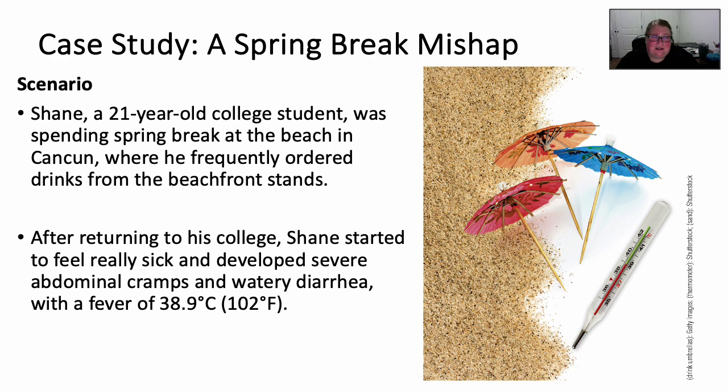But the problem is shortly after Shane gets home, he starts to get really sick. He starts to have some really bad stomach cramps. They're hurting him. He has watery diarrhea. He has a fever set in after he starts getting these abdominal cramps and this diarrhea. His fever's really high. It's about 102 degrees Fahrenheit or 38.9 degrees Celsius. So he's just not feeling great.